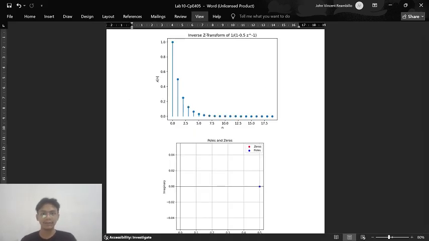Finally, we analyzed the poles and zeros of the system, which are critical in determining stability, for the system H(z) equals 1 over 1 minus 0.5 z raised to negative 1. We identified a single pole at z equals 0.5 and no zeros. Since the pole lies inside the unit circle, the system is stable, meaning that a bounded input will produce a bounded output.